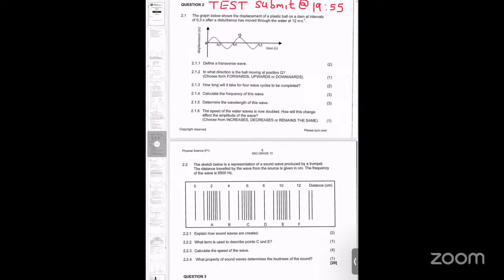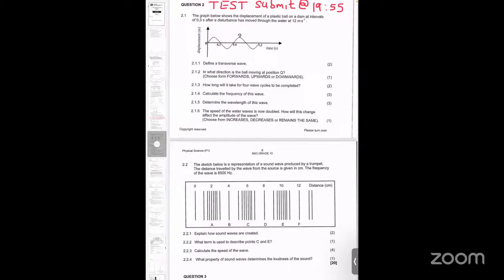Now they say determine the wavelength of this wave. Okay, if they talk about the wavelength, that means you need to firstly identify the formula, find those two things to substitute, and then your final answer should be in meters because it is the length of the wave that you're calculating. The speed of the water wave is now doubled. How will this change affect the amplitude of the wave? Okay, that is a question that you will need to attend to by checking your notes.